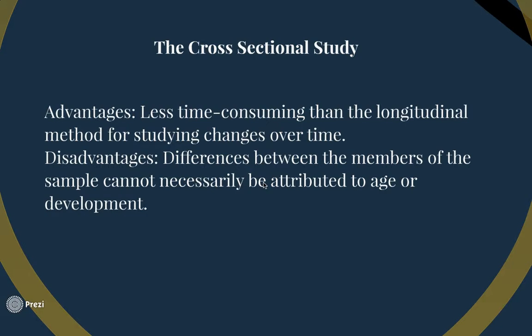Here's the disadvantage though. You may run into outliers with data that occurs with the cross-sectional study because everyone is different. You may have that 50-year-old man that can run just as fast and sprint just as quickly as a 20-year-old male, which will alter your data. Differences between members of the sample cannot necessarily be attributed to age and development. You can't generalize this type of experiment. You can to an extent, but then you have unique features of every individual that you are studying.